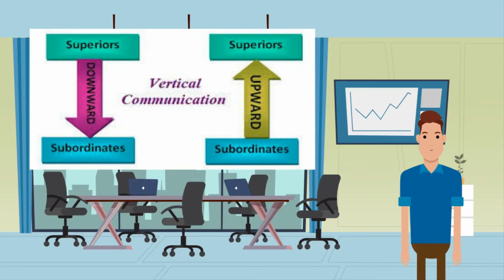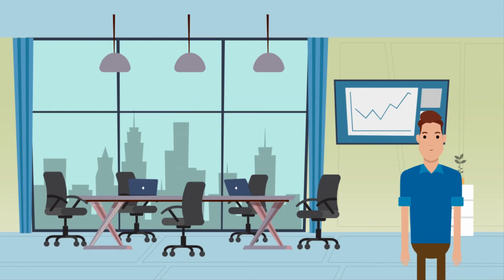Downward communication. These are messages from managers to subordinates. An example would be a message from the top to bottom of an organization structure. Upward communication. This is when messages or feedback from subordinates are sent to managers. For example, from bottom to top of an organization structure. Horizontal communication. This occurs between people on the same level of an organization structure.